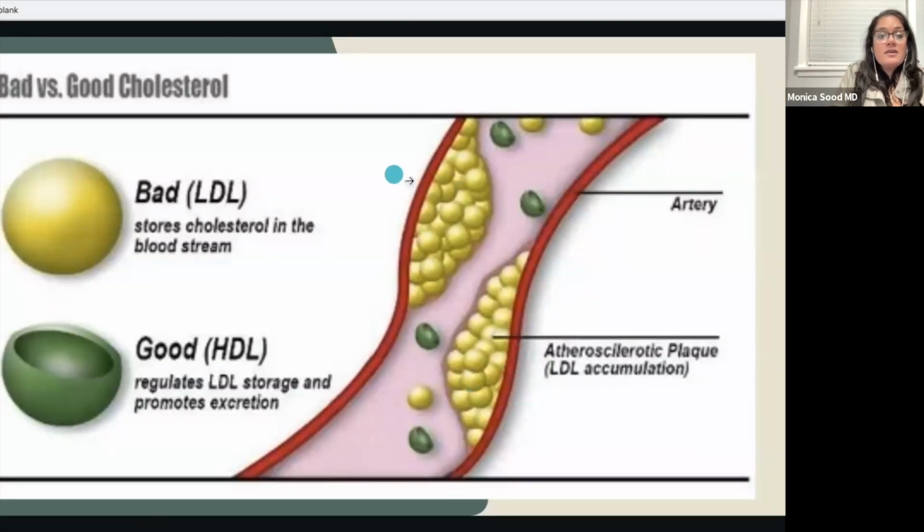So once again, here is a pictorial version. The bad cholesterol, LDL, is what gets sticky, kind of sticks to the arteries and starts to narrow them out, whereas the good cholesterol takes the triglycerides and the cholesterol and moves it through and takes it to where it needs to go.